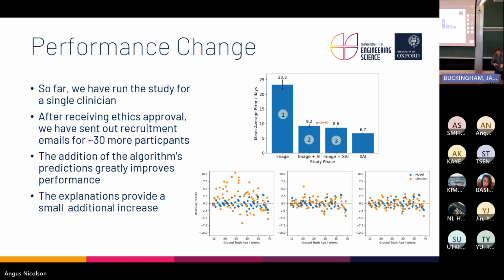In that top right, we have mean average error on the y-axis, and on the x-axis we have different stages of the study. So the image is that first stage where they just had the image, and they got an average error of 23 days. With the algorithm's help, they got an average error of 9.2 days. And then with the explanations as well, they got an average error of 8.6 days. So we can say that for this specific clinician, the algorithm helped them a lot, and the explanations helped them a little bit. We can't be conclusive about any results because it's just one clinician. We need to see how clinicians in general are affected by these. But it's an interesting start.